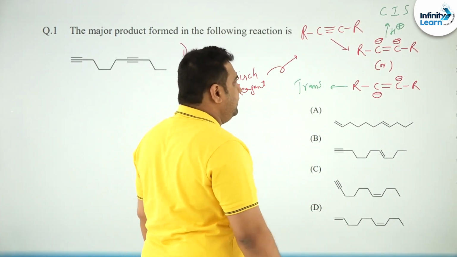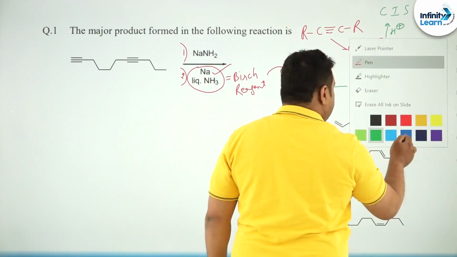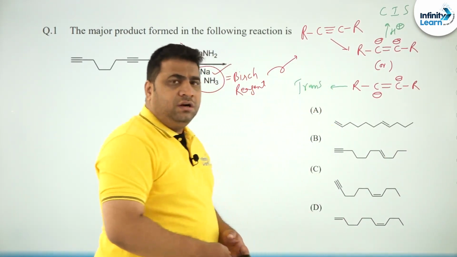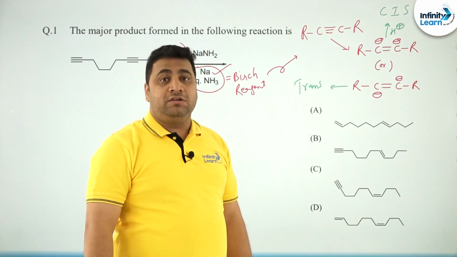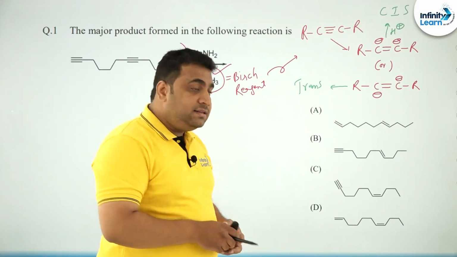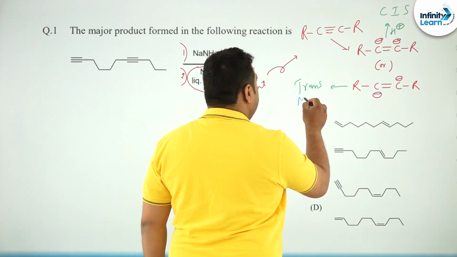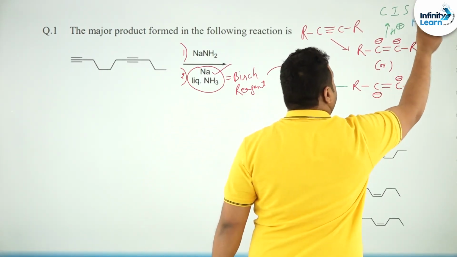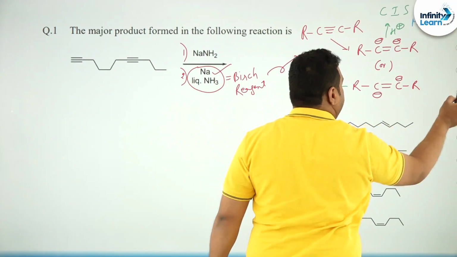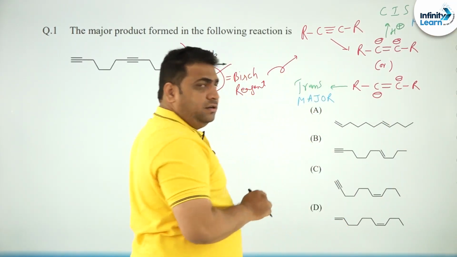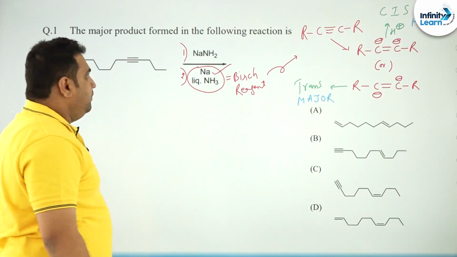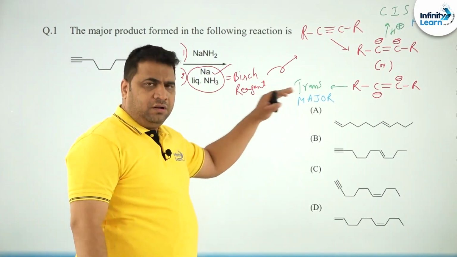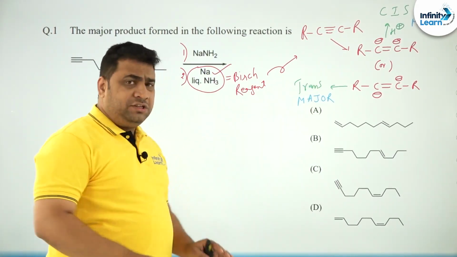Among this you can see some books say like this. What do they say? They say that in Birch, trans is only obtained. Wrong statement. In Birch, trans is major, but cis also will come, as what product? Minor product. Got it? Right. Now, after discussing the basic idea, I will also teach you this in a simplified manner.